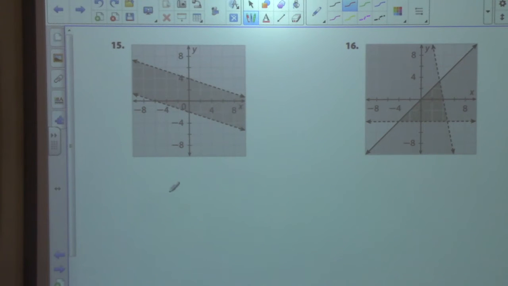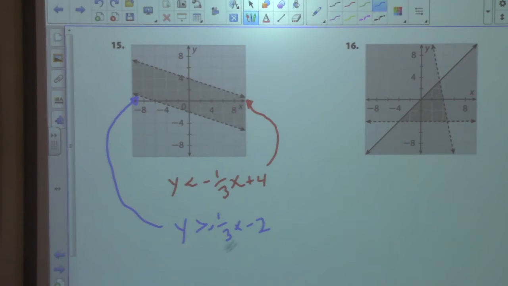Okay, so I got y is less than negative 1/3 x plus 4 for the top one. So that represents this one right here. And then y is greater than negative 1/3 x minus 2. And that's going to be this one here. Does that look right? Okay, that's right. Thank you.